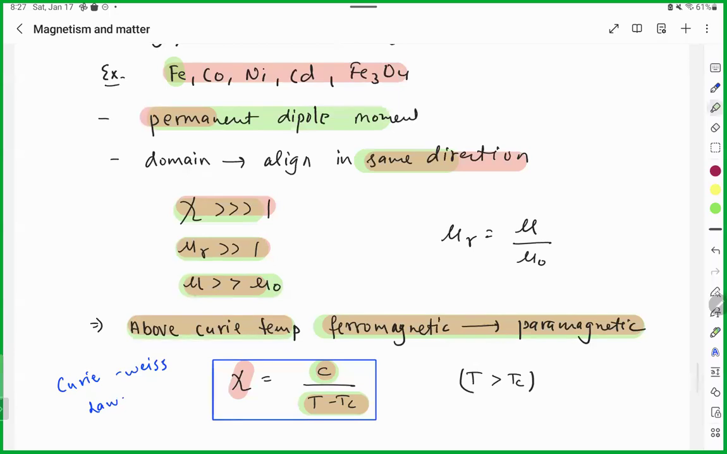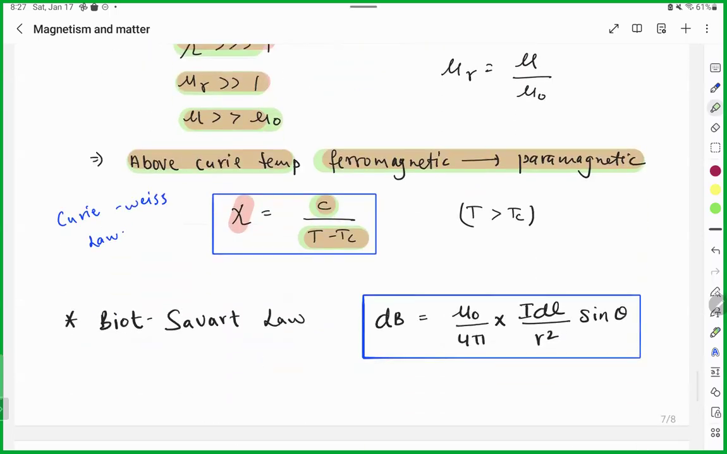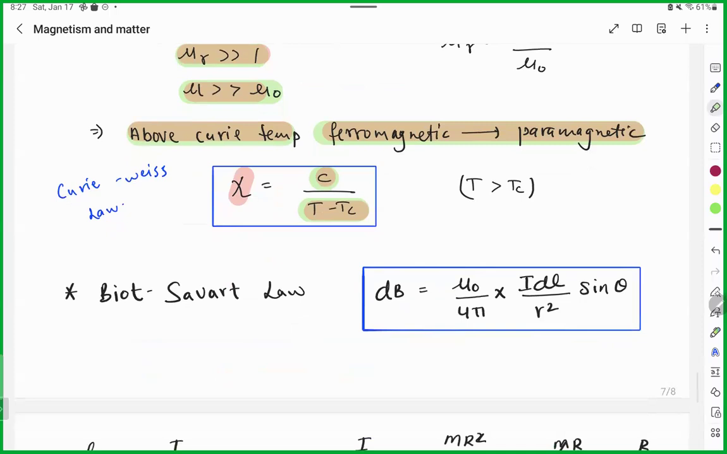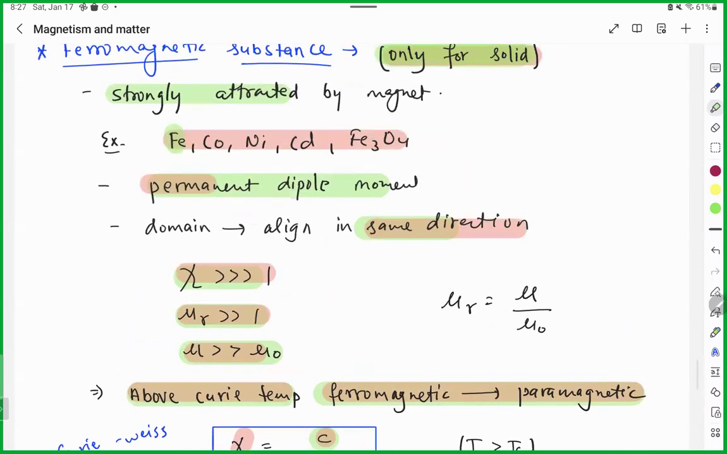So, what is the Curie-Weiss law, which says that the Curie temperature is the temperature above which a ferromagnetic material will convert into a paramagnetic material. Nobody will ask you the formula, but the Curie temperature is the temperature where a ferromagnetic material converts into a paramagnetic material.